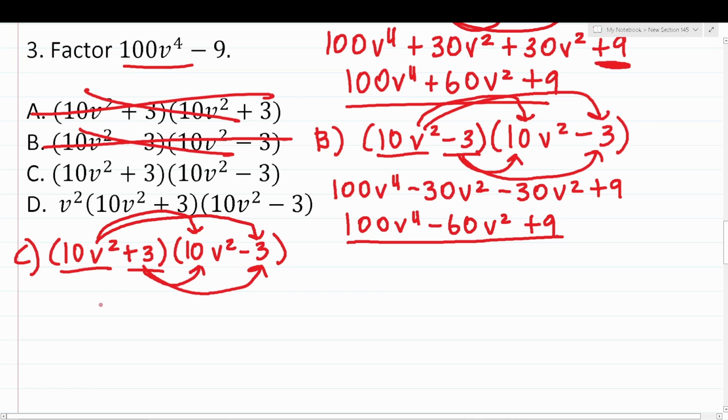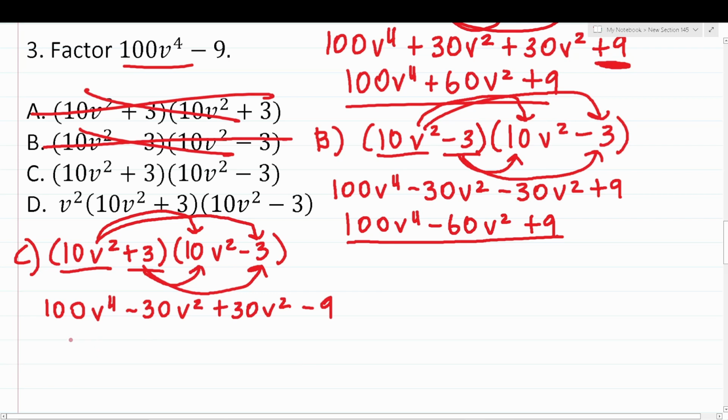10v squared times 10v squared is 100v to the fourth. 10v squared times negative 3 is going to be negative 30v squared. Positive 3 times 10v squared is going to be positive 30v squared. And positive 3 times negative 3 is negative 9.